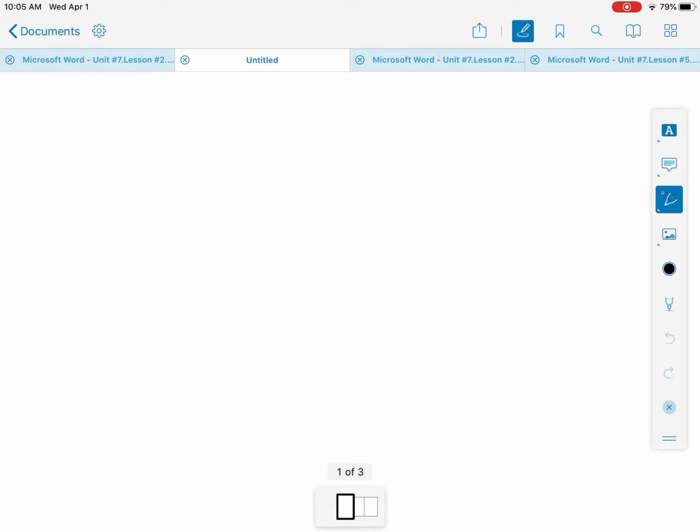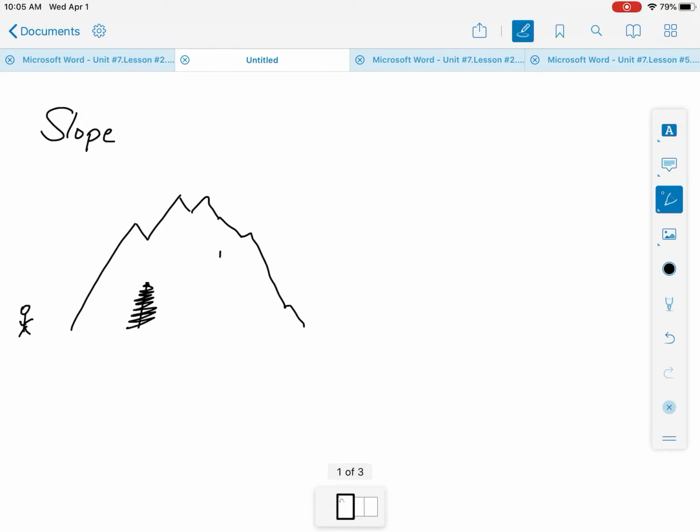I'm going to just flip this sideways, and I'm going to just start with a couple of different ways that we can describe slope. If we're looking at a mountain, right? Let's say we have a guy down here and we have our mountain. Okay, looks something like that. Maybe there's a tree here. Okay, another little tree here. He's got a friend. Maybe another peak.